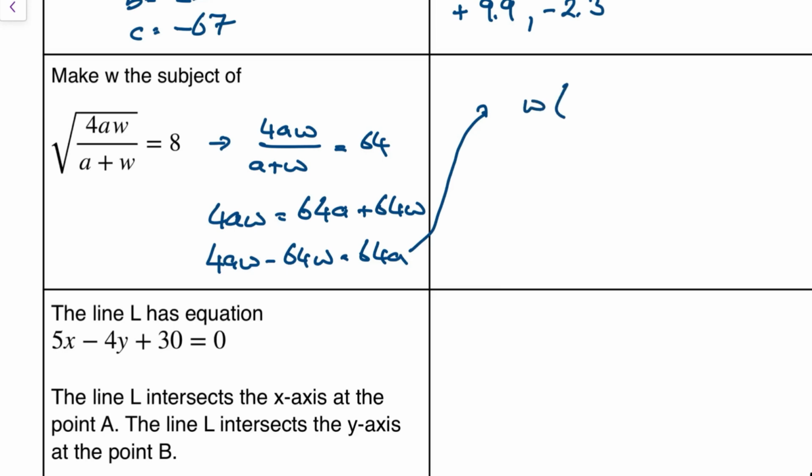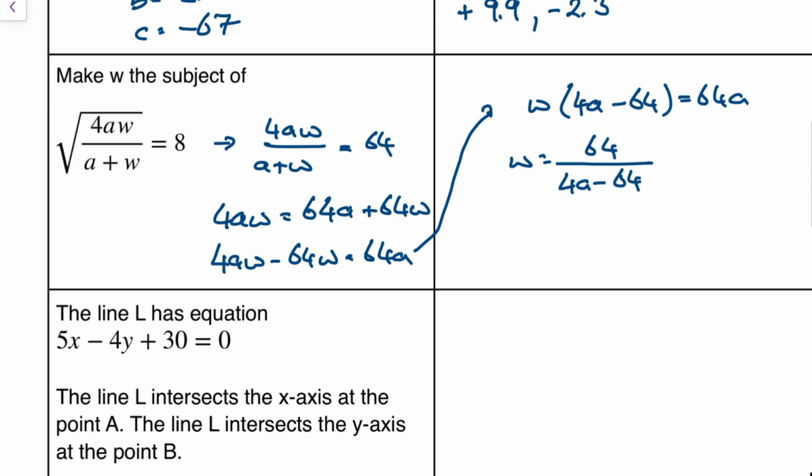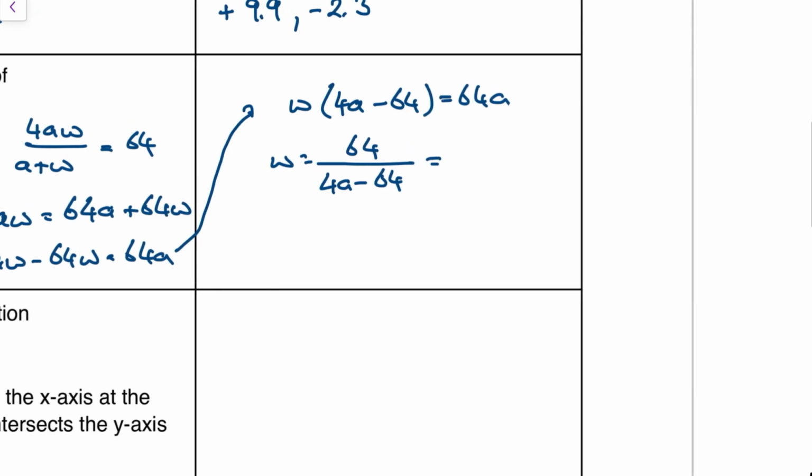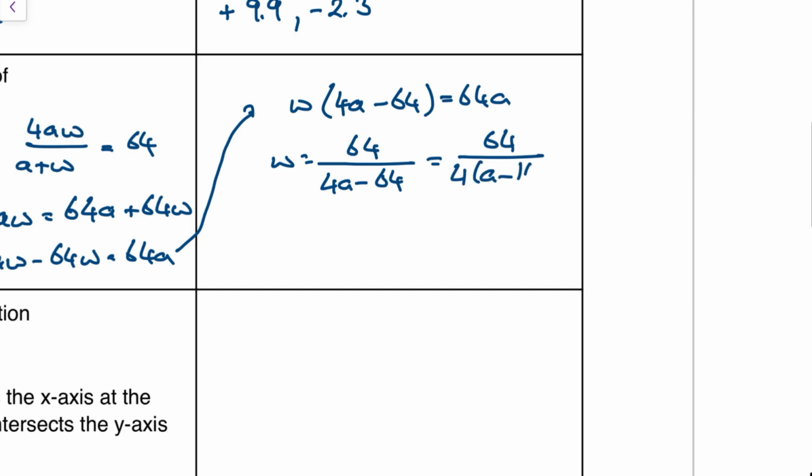I think you'd be quite happy doing this in one go if you felt happy with it, which is 4a minus 64 over 64a, which means that w is equal to 64 over, now I'm going to write this down, minus 64. However, that's not the correct answer, or it's not the simplified answer, is it? And the reason for that is, and I'll do the step in between again, this is the same as 64 over 4, a minus 16, which means I can cancel a 4, so my final answer is going to be 16 over a minus 16.